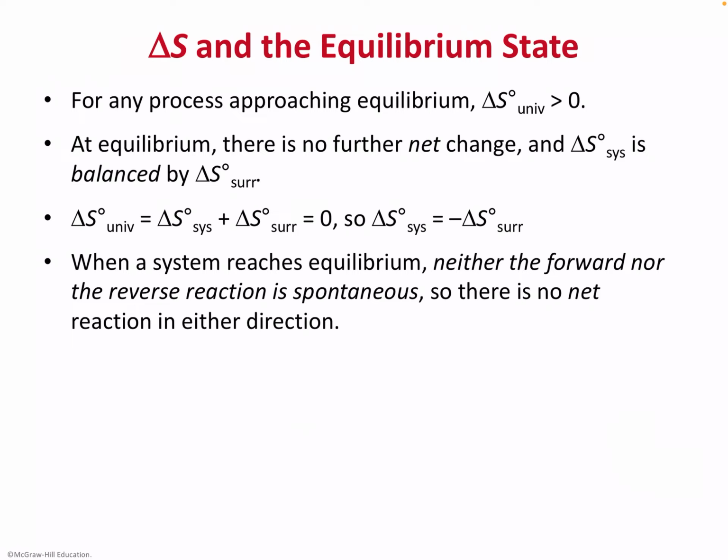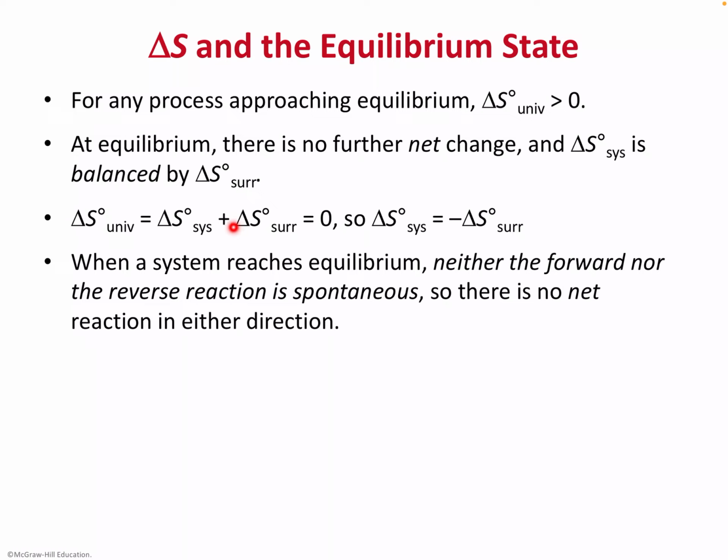Delta S and the equilibrium state. For any process approaching equilibrium, remember we learned about equilibrium, delta S naught universe is greater than 0. At equilibrium, there is no further net change, and delta S naught system is balanced by delta S naught surrounding. For any process approaching equilibrium, delta S naught universe would be greater than 0.